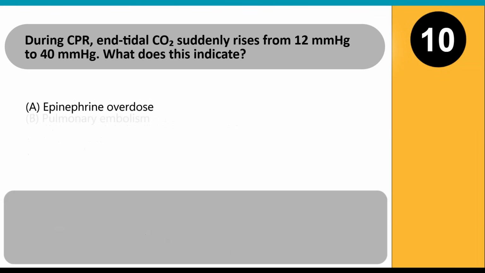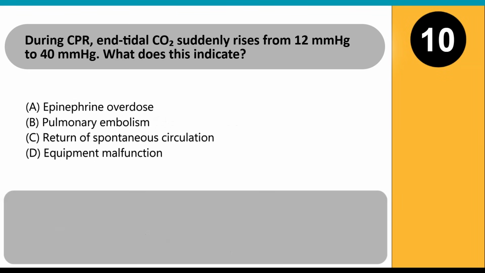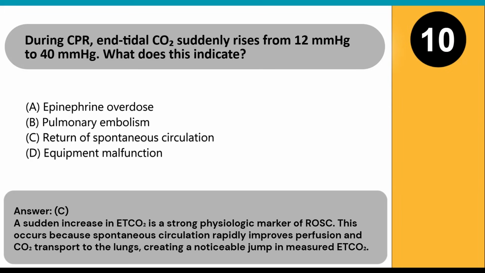During CPR, end tidal CO2 suddenly rises from 12 mm of mercury to 40 mm of mercury. What does this indicate? A. Epinephrine overdose. B. Pulmonary embolism. C. Return of spontaneous circulation. D. Equipment malfunction. Answer C.